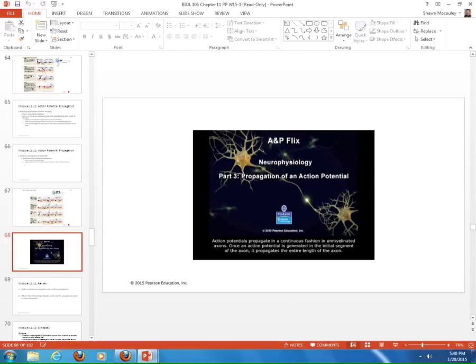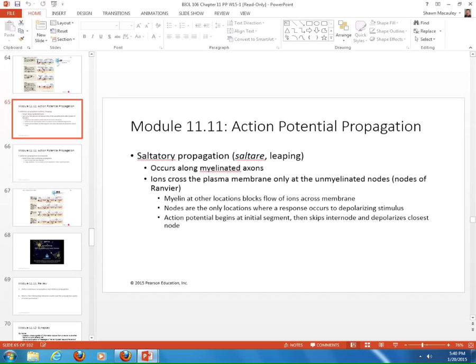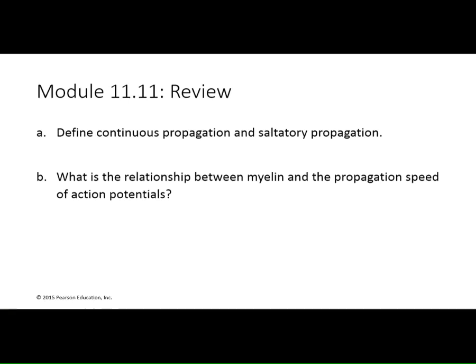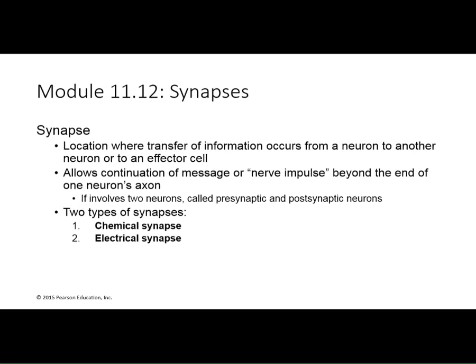She was saying that saltatory conduction is 50 to 100 times faster, isn't it? 50 to 100 times faster than continuous propagation. So amazingly fast speeds as signals are traveling through our body and connecting one neuron to the next.